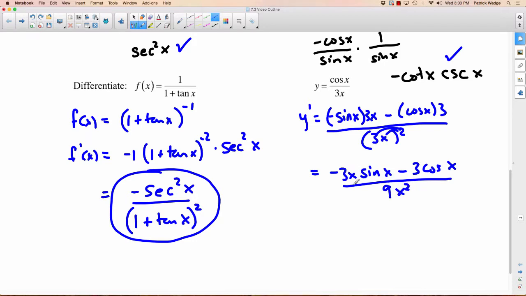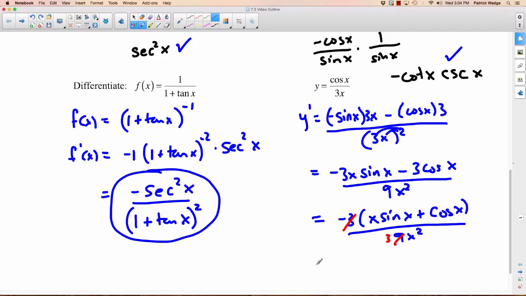And you see you could actually factor out here, we might as well do it. We can factor out a negative 3 from the top. Actually, we better do this because it will allow us to simplify. So we're going to take out a negative 3, and we're left with x sine x minus, or plus, sorry, negative 3 times positive 1 equals negative 3. So plus cosine x all over 9x squared. And it's very nice that this 3 and this 9 cancel. The 9 will now be a 3.